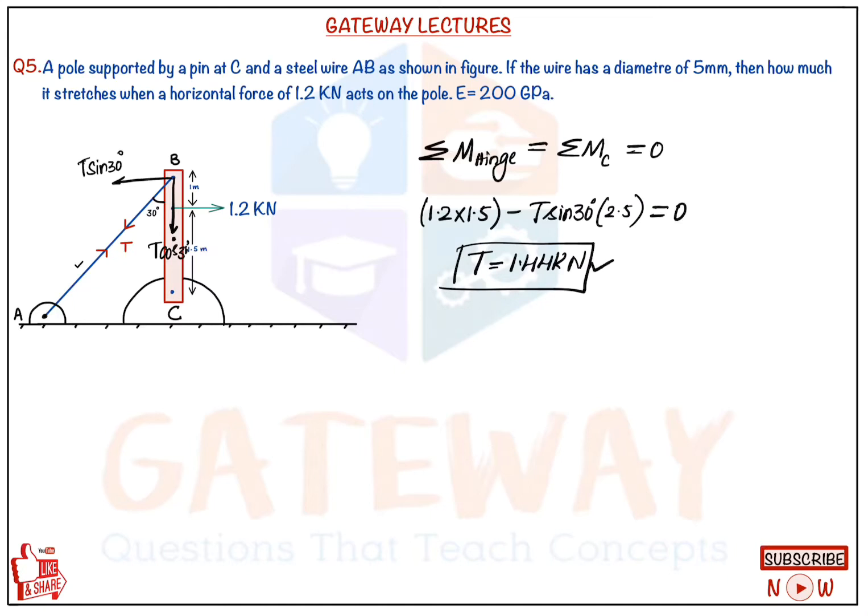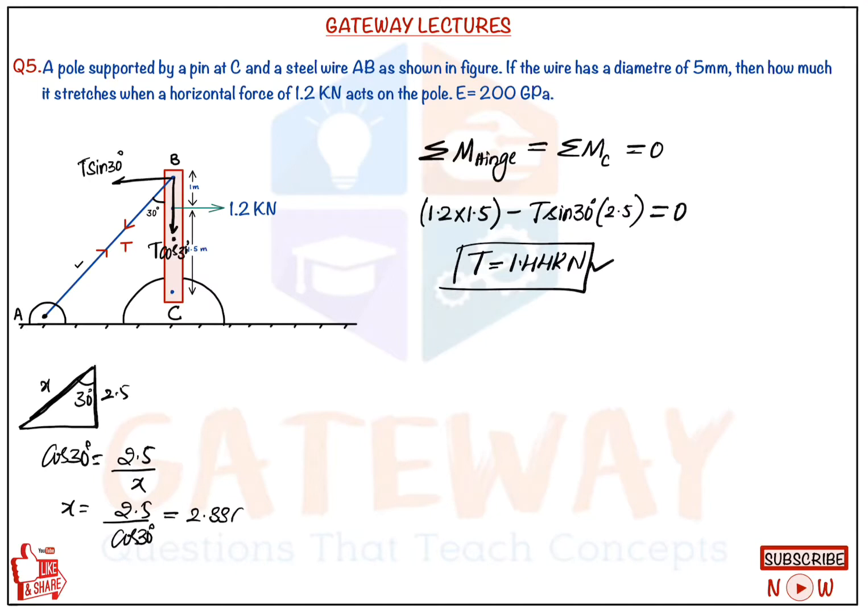T is the force acting in the steel wire. For that steel wire we need to calculate the length. To calculate the length we apply the right angle principle. This side is 2.5 meters and this angle is 30 degrees, and we need to calculate x. For this we apply cos 30. Cos 30 is equal to adjacent upon hypotenuse. From that, x is equal to 2.5 upon cos 30, and that value is 2.88675 meters. That is the value of x, nothing but the length of the steel wire.